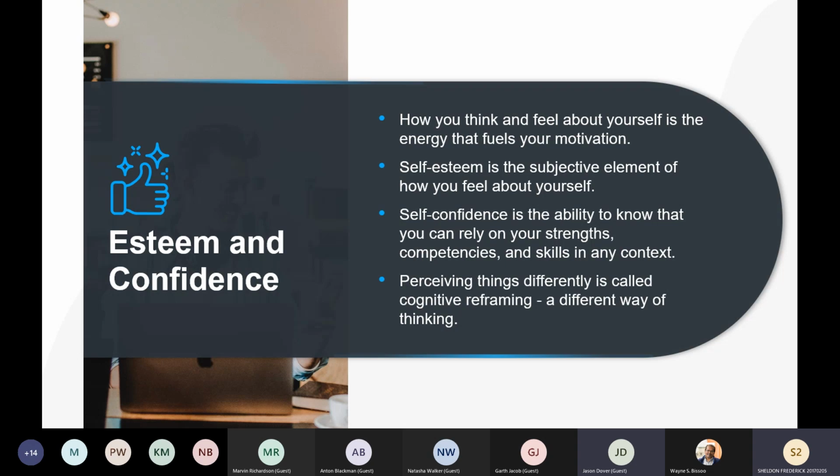Perceiving things differently is called cognitive reframing, which is a different way of thinking. If you have a shy and quiet personality, for example, you may have felt bad when you thought about that, but you might feel empowered if you reframe those same characteristics as thoughtful and reflective. Cognitive reframing can certainly improve your self-esteem.